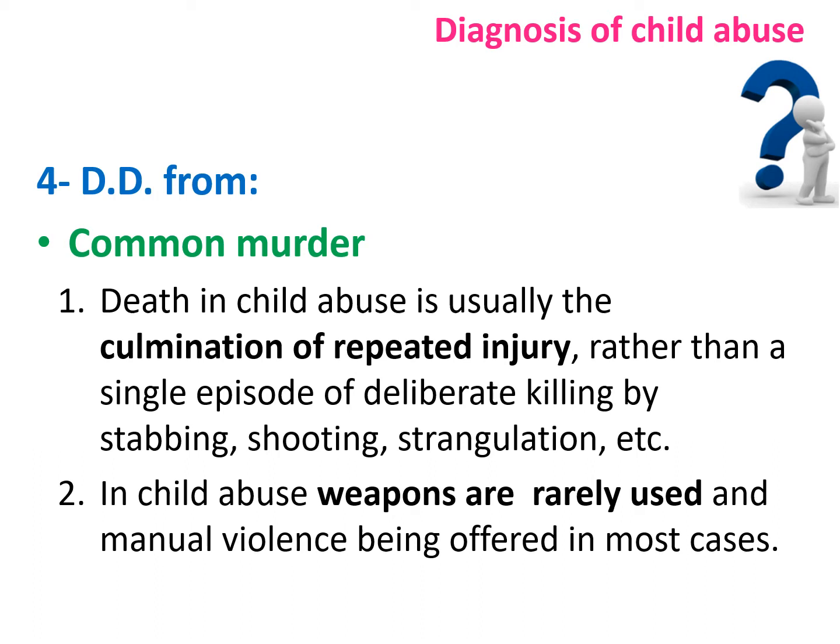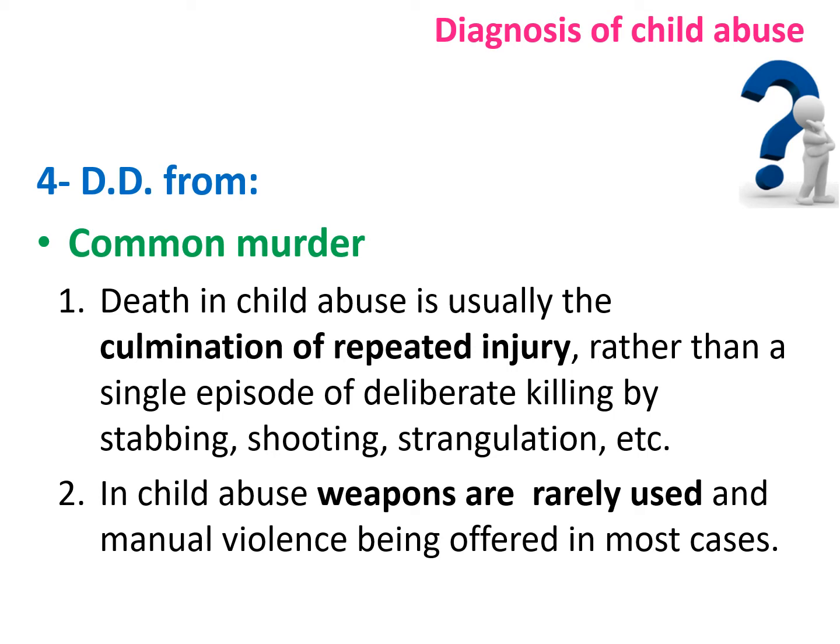In case of child abuse, the child suffers from repeated injury. This repeated injury sometimes leads to bleeding or even severe hematogenic shock, which will lead to death of this child. But in case of deliberate killing, there is a single episode of stabbing, shooting, or strangulation. This is one episode of killing. But in case of child abuse, the death is due to culmination of repeated injury.